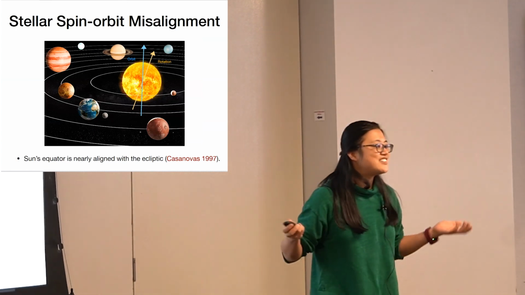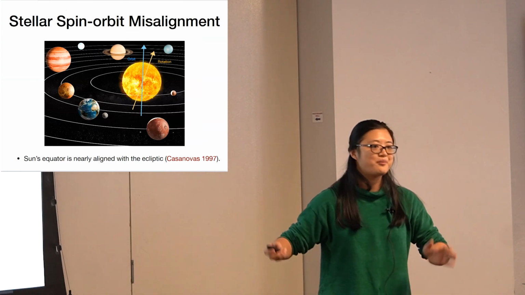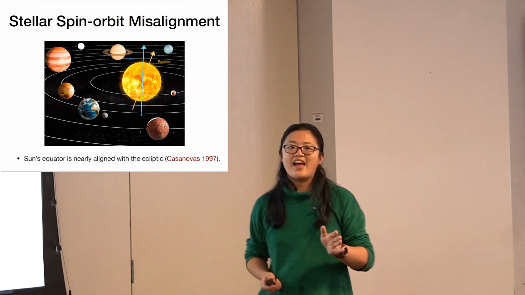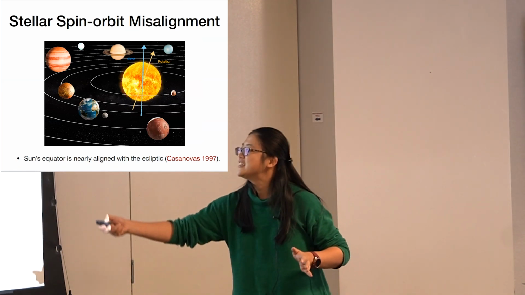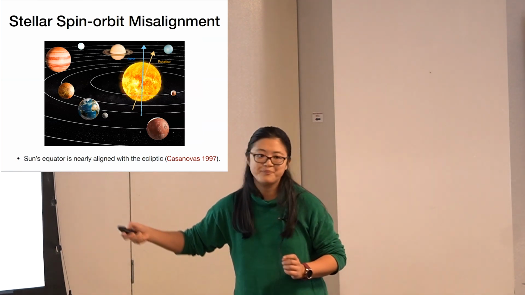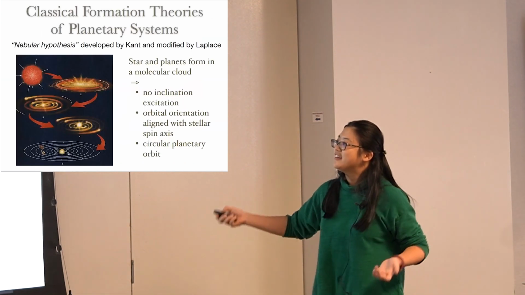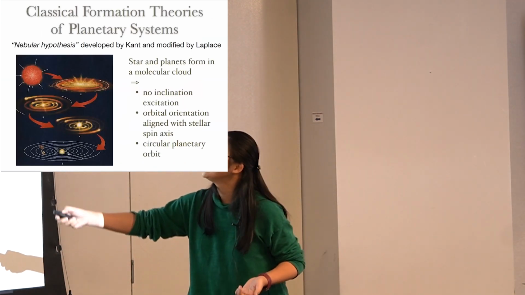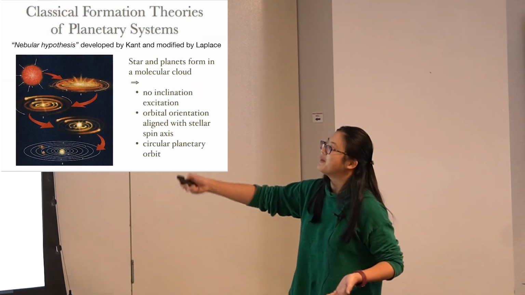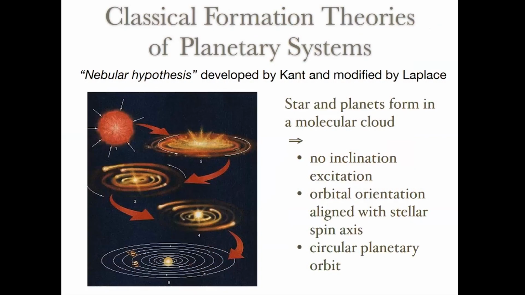And looking at our solar system, it's remarkable that the planets are very well ordered and their orbits are in the same plane, and the orbits are all orbiting in the same direction, very close to the direction of the rotation of the sun. So this orderly nature motivated the nebular hypothesis developed by Kant and further modified by Laplace, telling us how planetary systems are formed.